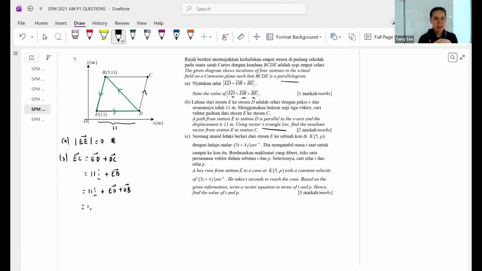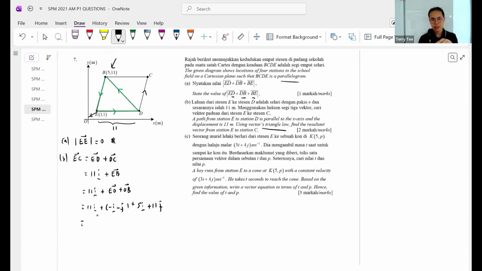Now in the coordinate system, EO is the negative of OE. So we can write this as minus i minus j, just because it's 1, 1. 1 means 1 unit to the right, 1 unit up. When you're going the opposite direction, it's just negative, right? Minus i minus j. Then OB, just read this. This is 5, 11, meaning 5 units to the right, 11 units up. So this is 5i plus 11j.